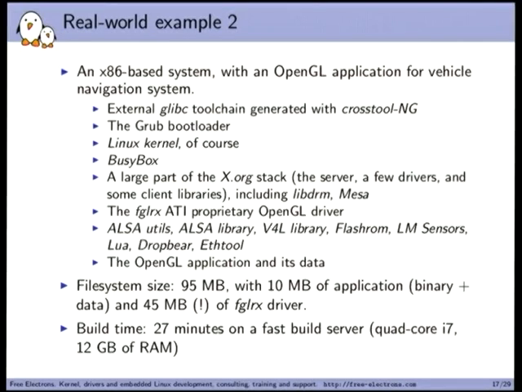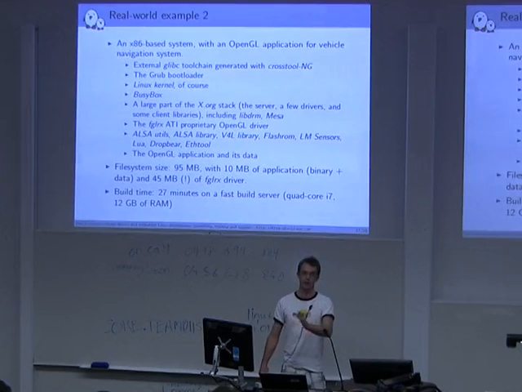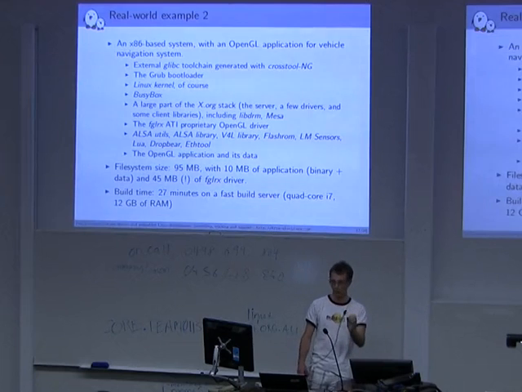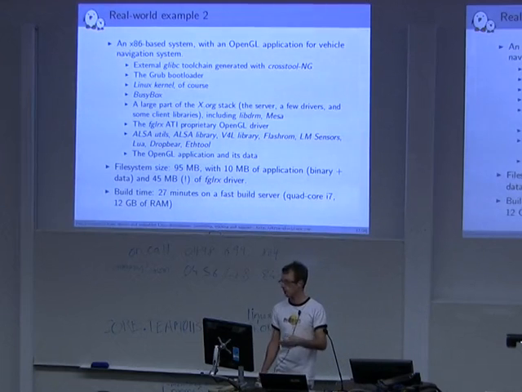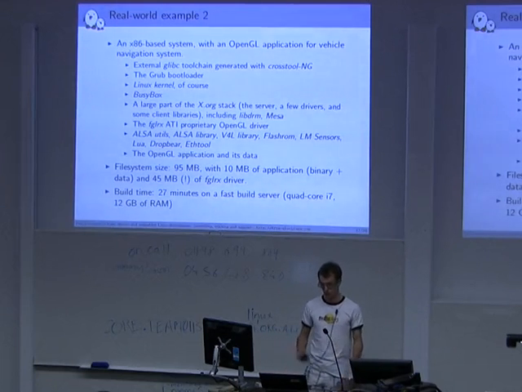Of course, you could use an older Debian, but then everything is older. While here we can have everything recent except just the very specific libraries or version of the x.org server. So the flexibility of building from source is sometimes very useful. And then we had a bunch of libraries like ALSA stuff and V4L and so on, and the OpenGL application.